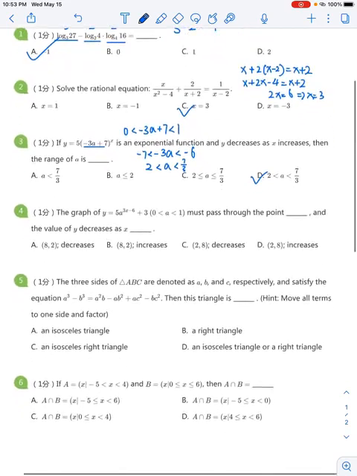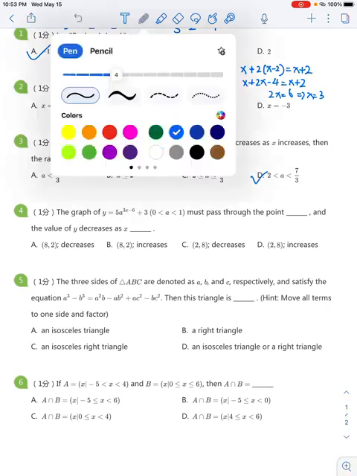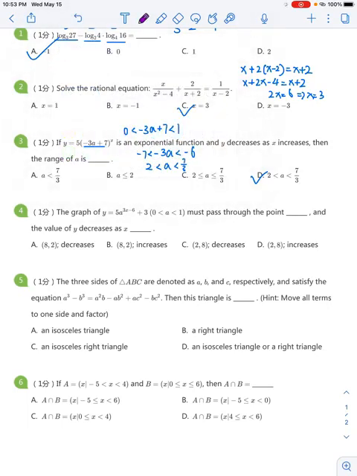Alright, and now we can take a look at problem 4. Here we want to see that the graph of y equals 5a to the power of 3x minus 6, plus 3 must pass through the fixed point. And also the value of y decreases as x what? Here we can first identify the value of this fixed point. We know the fixed point will happen when the exponent of the power is equal to 0. So we can first make 3x minus 6 equals 0, and we have x equals 2.